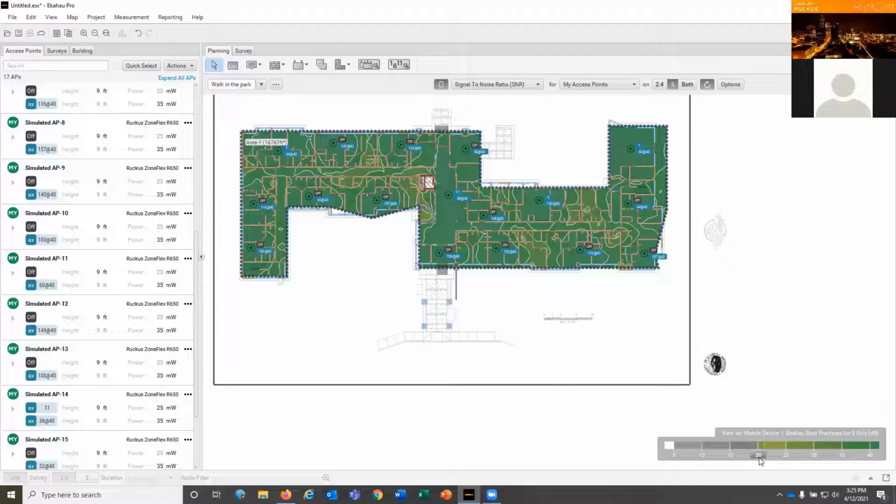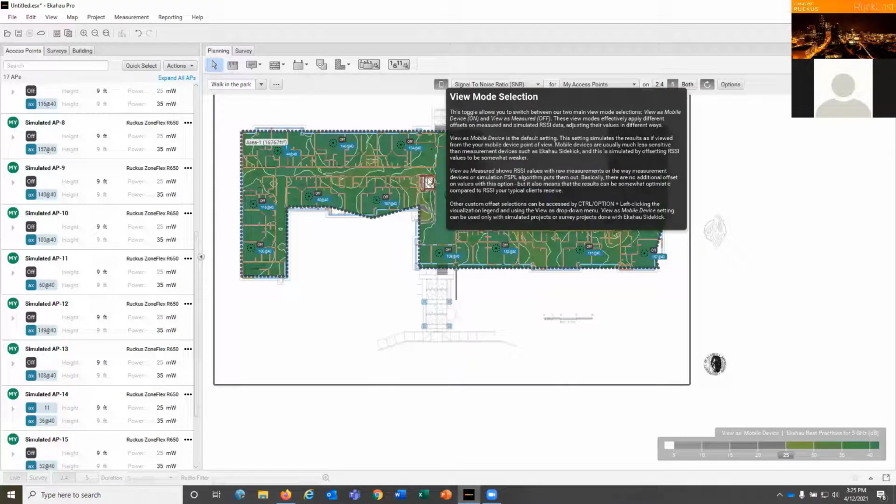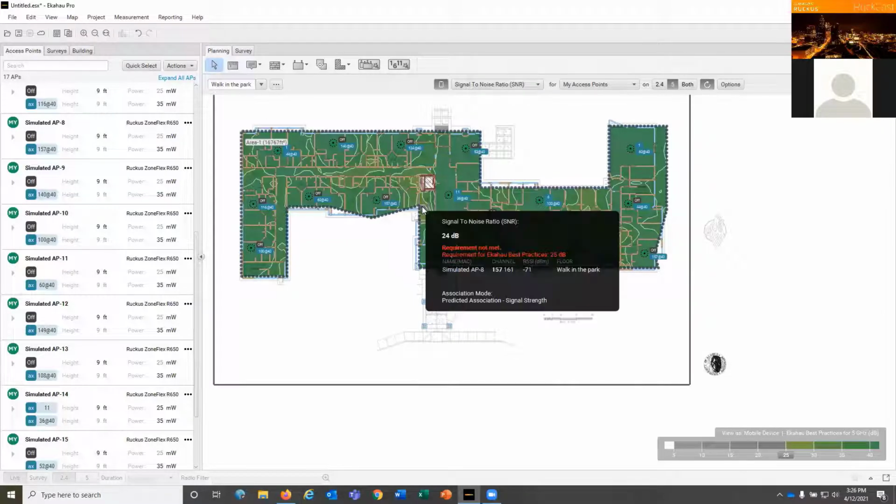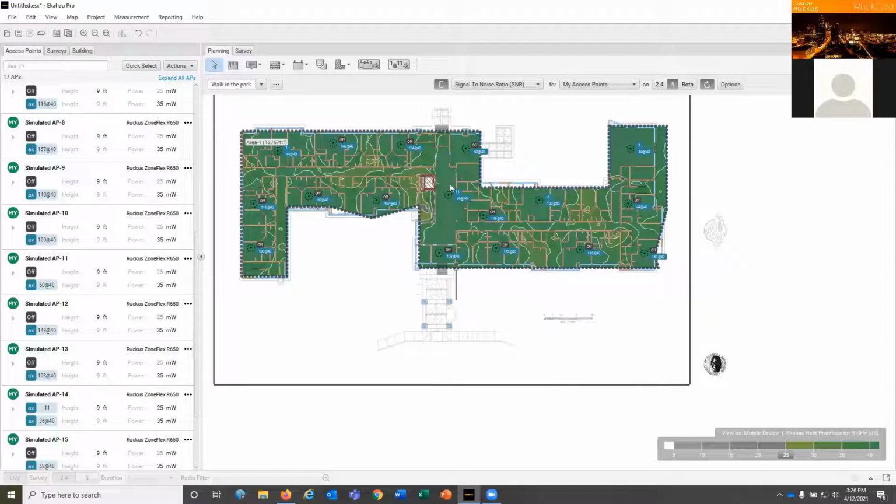If we want to go down to 20, you can see that, hey, all areas are met now. But if we go back up to 25, looking at it from a client view, this area where we had the gray area from a signal perspective also does not match the 25 dB or higher signal noise ratio. So in that area, which happens to be in the stairwell, it might not be that critical. So as you look at this from an SNR perspective, just keep that in mind as well.